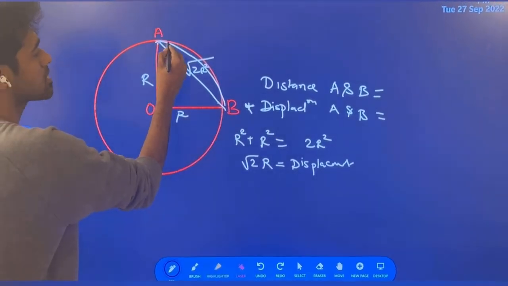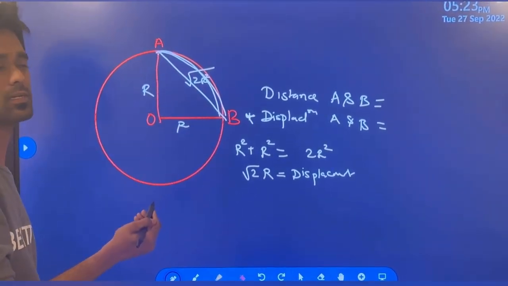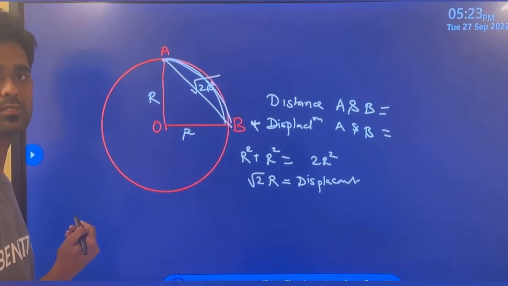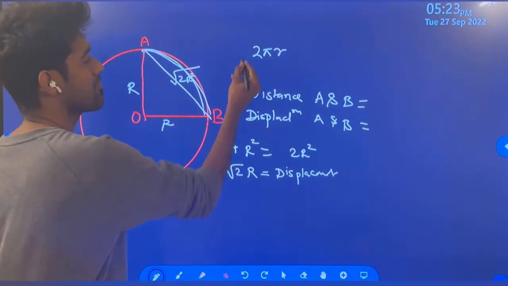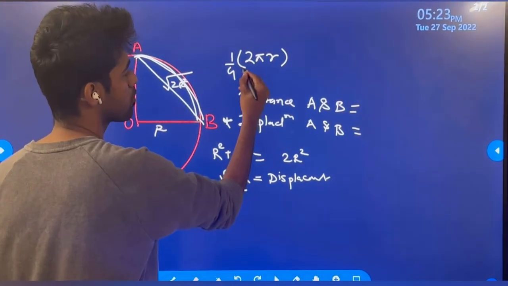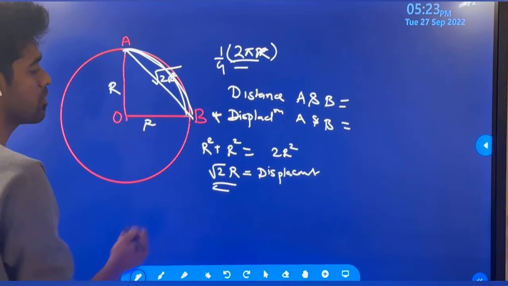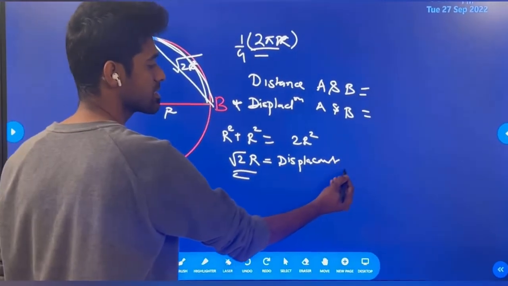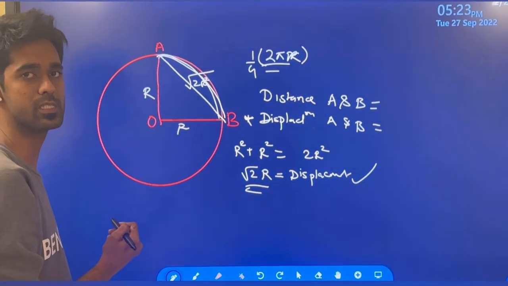Many students make the mistake of saying this arc as AB. If you calculate the arc AB, it is nothing but a quarter of the circumference. The circumference is 2 pi R, so if I multiply this by 1 by 4, and compare both the values, I would still find that the straight line is the shortest possible distance, and hence this straight line AB is your displacement.